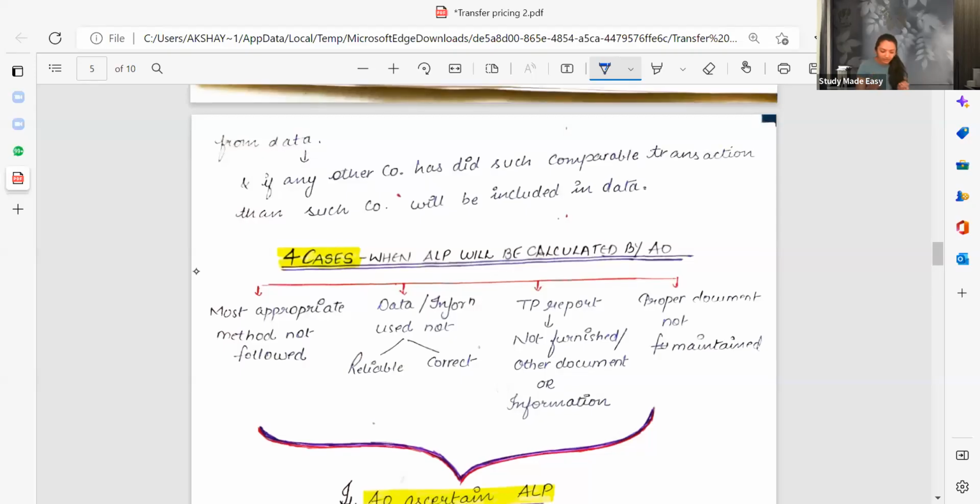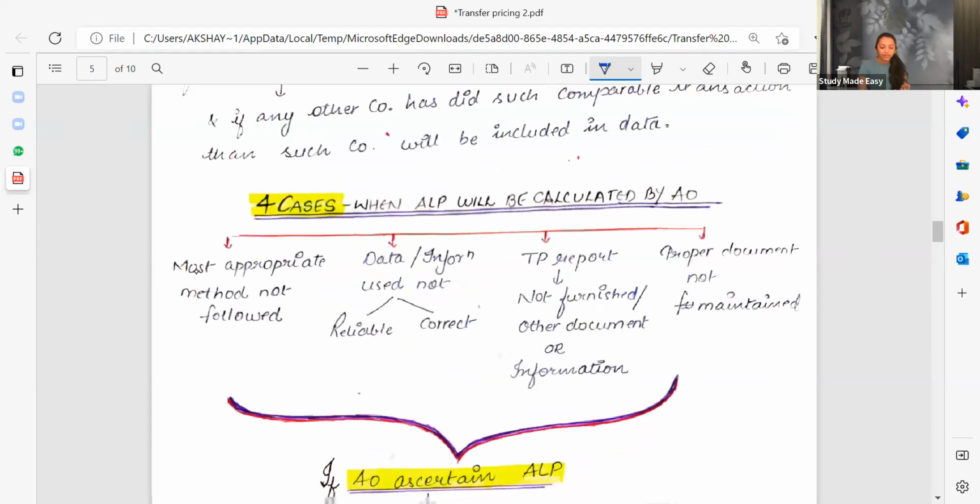Very simple. Nothing to understand, no interpretation on it. Now, understand one thing. You are the person doing your transactions. But what will happen? You are saying this is my arm's length price. Okay, we will accept. Self-assessment, you understand? You do the self-assessment and they accept your self-assessment.